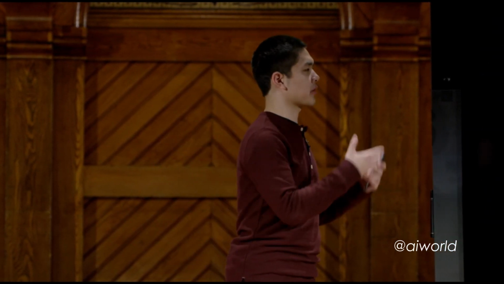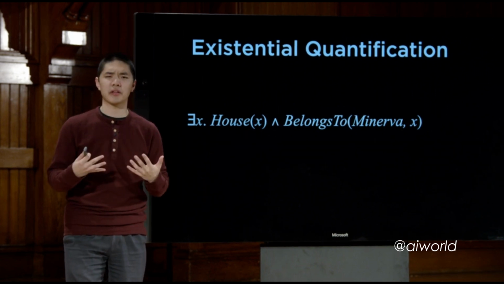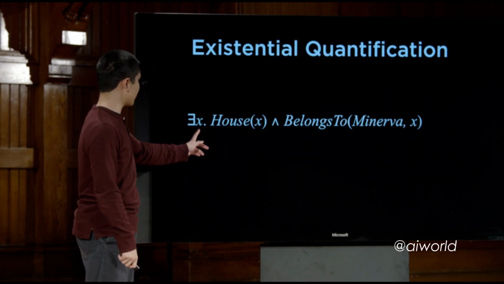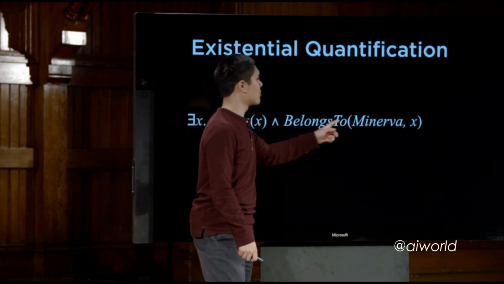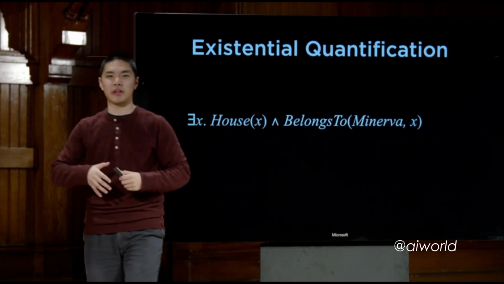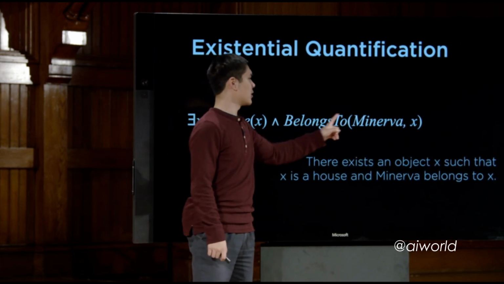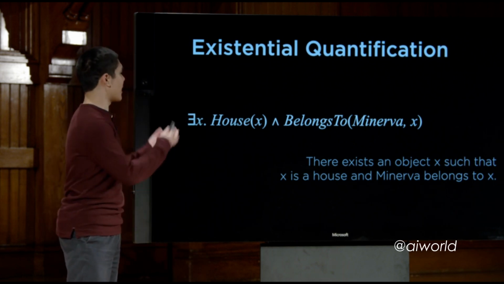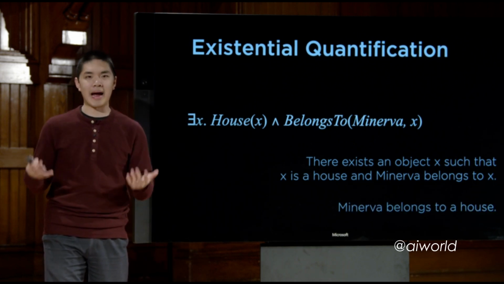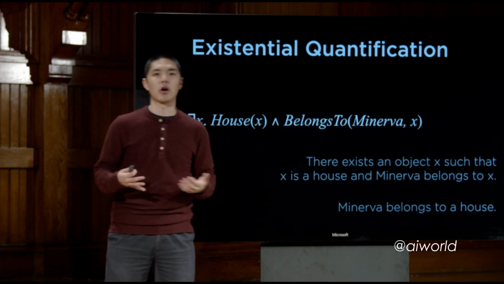One such sentence looks like this. There exists an x. This backwards E stands for exists. And here we're saying there exists an x such that house x and belongs to Minerva x. In other words, there exists some object x where x is a house and Minerva belongs to x. Or phrased a little more succinctly in English, I'm here just saying Minerva belongs to a house. There's some object that is a house, and Minerva belongs to a house.